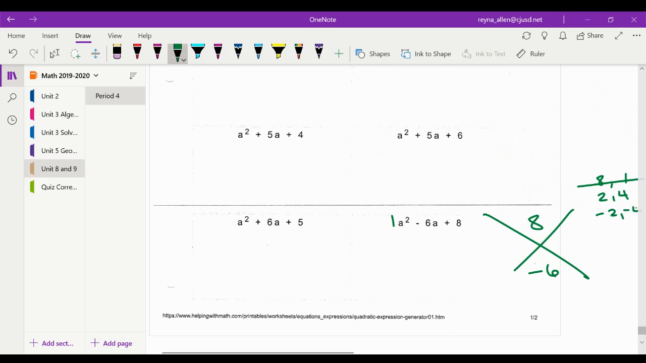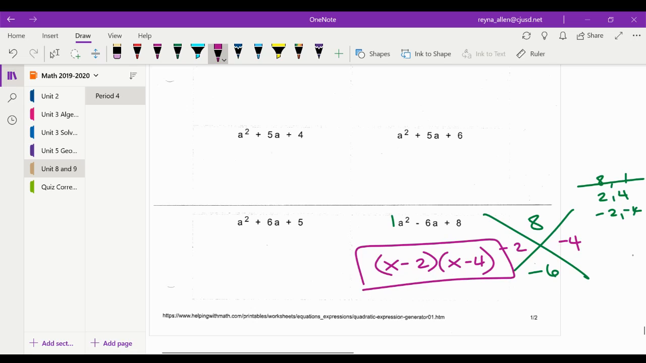If I add those together, that gives me negative 6. If I multiply them together, it still gives me 8. So my new factors, x minus 2 and x minus 4. All right, go ahead and finish the ones that I have not done.